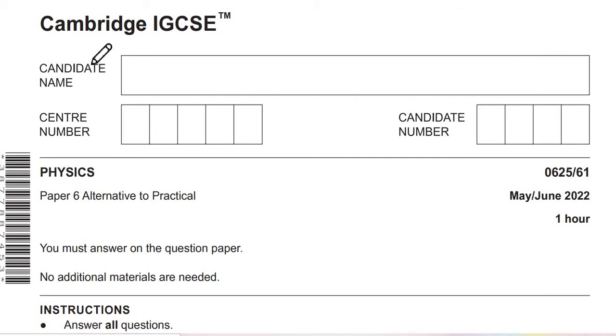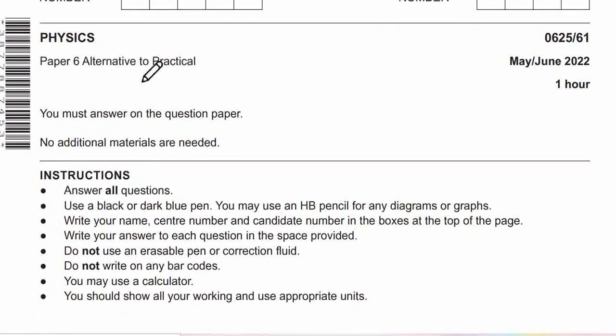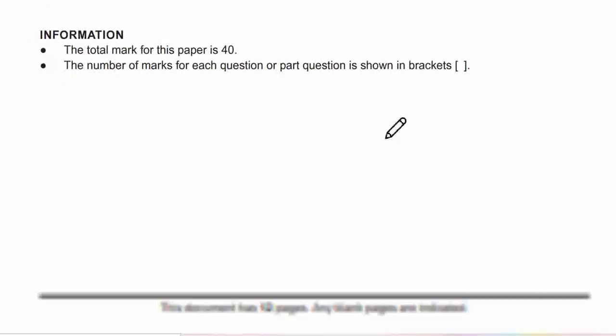Hi guys, today we're going to discuss Cambridge IGCSE Physics Paper 6 Alternative to Practical. The past paper code is 60625-61. It's from May-June 2022. The duration for this paper is 1 hour. Let's scroll over this question.